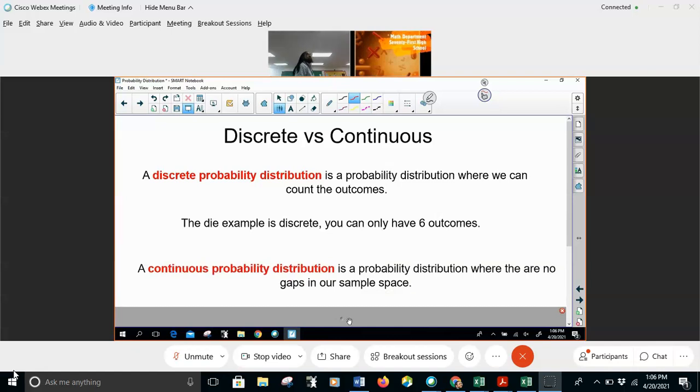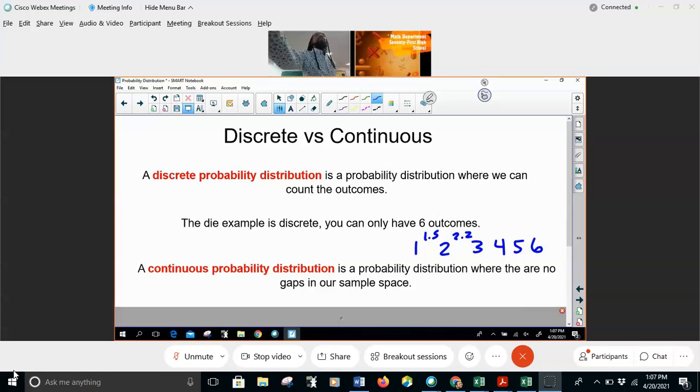Now, the other one is a continuous one. Continuous is a probability distribution where there are no gaps in the sample space. You might be like, okay, what does that mean? So, for example, if you're thinking about the die, remember there's a 1, 2, 3, 4, 5, or 6. That's it. You cannot have a 1.5 or a 2.2 type thing. You can't have any of those. So the first one is discrete. It's one of these numbers.